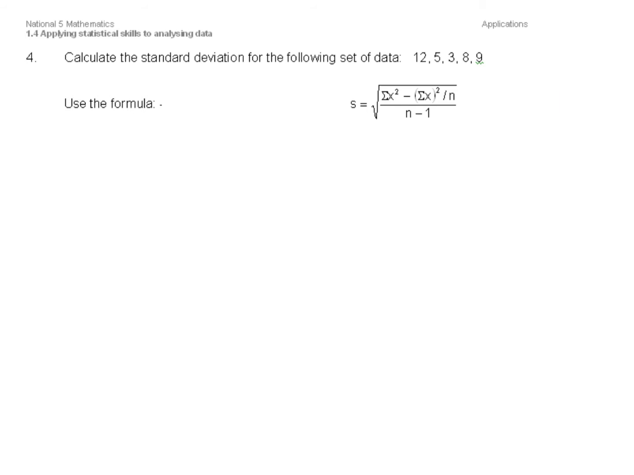Okay, so this new formula needs the sum of the x squareds. It also needs the sum of the x's and then square it. So if we look at this one here, the sum of the x's and then square it. Remember the x's are the values which are 12, 5, 3, 8 and 9. So I'm going to add all of those together. So that's 17, 20, 37.